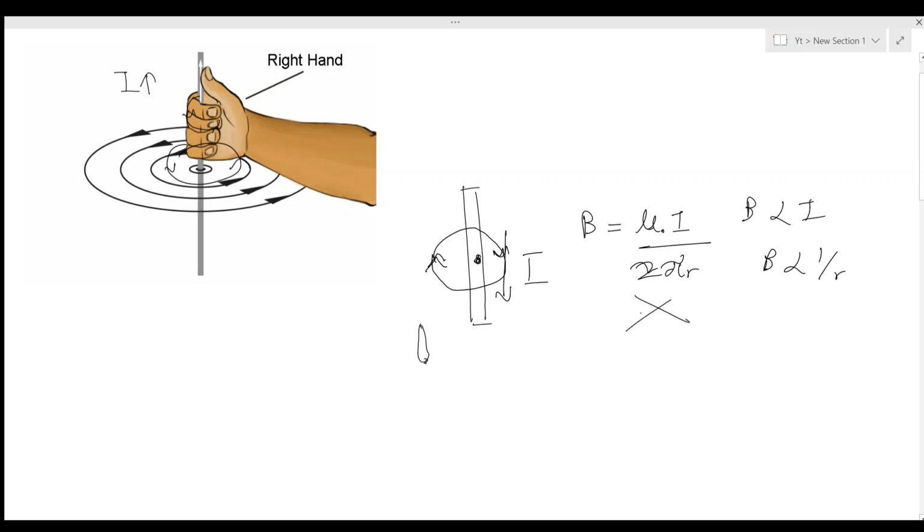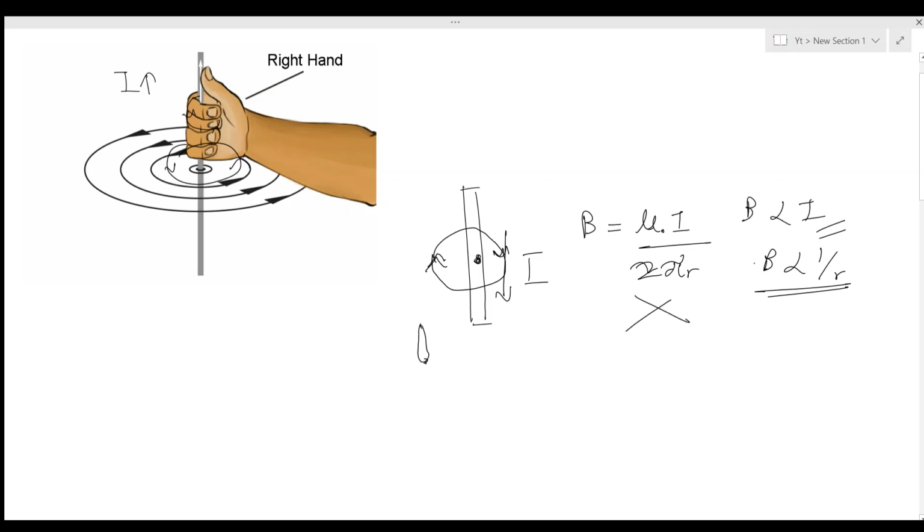Again, you do not need to remember this formula. I've just written it down to help explain, but you just need to know that the higher the current, the stronger the magnetic field induced. The further away from the center, the weaker the magnetic field induced. I'm pretty sure this is easier to remember than this, so focus more on the first part. Now, this is it for wires.